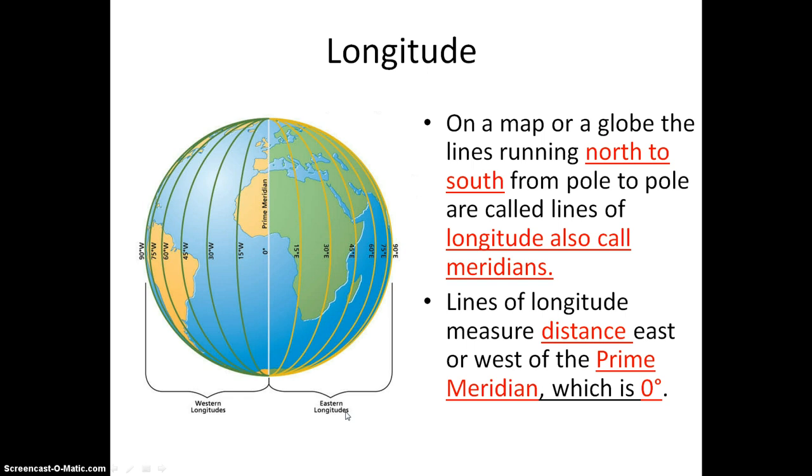On a map or globe, the lines running north and south from pole to pole are called lines of longitude. Remember, longitude, long, going from top to bottom, north to south. These lines are also called meridians. Lines of longitude measure the distance east and west of the prime meridian, which is 0 degrees. Prime meridian is 0 degrees longitude. You're either going to measure west or you can measure to the east of the prime meridian.